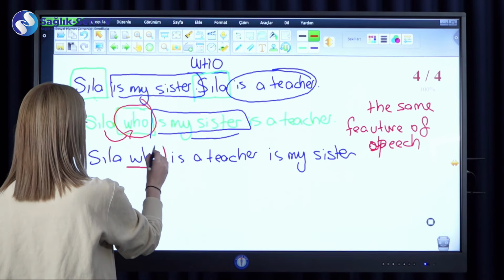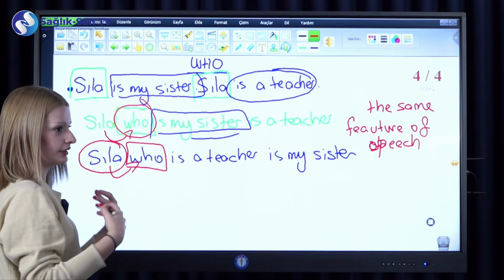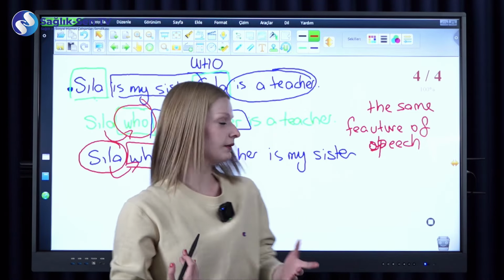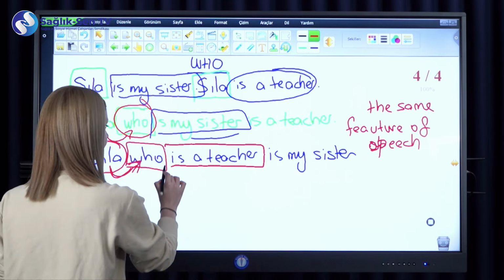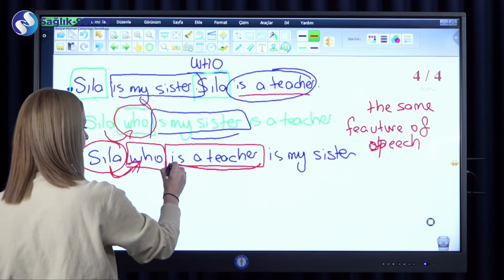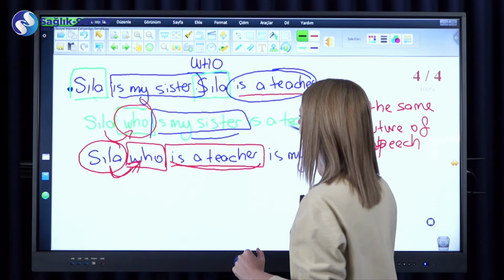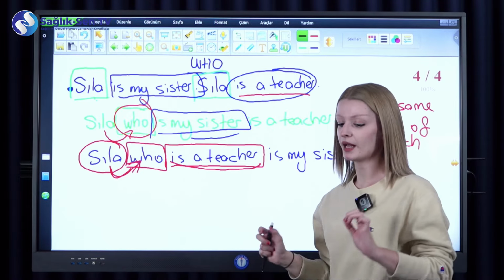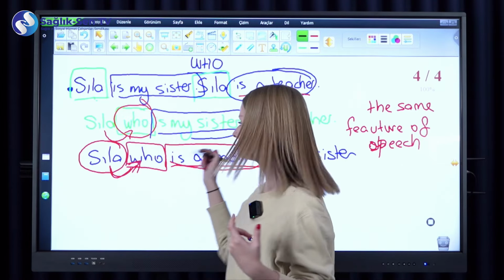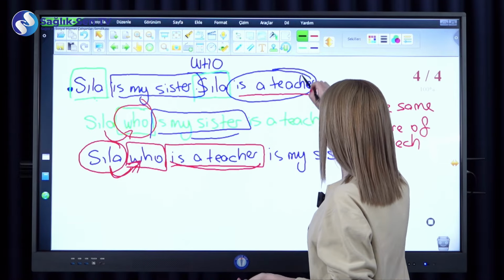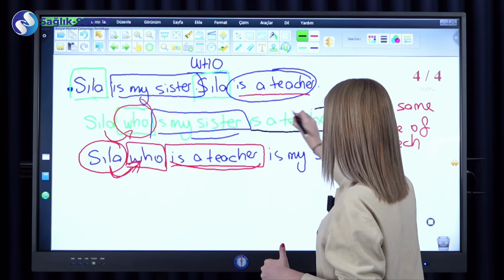Now here, again, I put my relative pronoun right after the thing that I am giving extra information or describing, right after it. This time, I put the second sentence in my relative clause sentence, and they are both okay, they are both correct, but the meaning, the actual focus of the sentences, is different. In the first sentence, I am trying to emphasize that Sıla is a teacher.